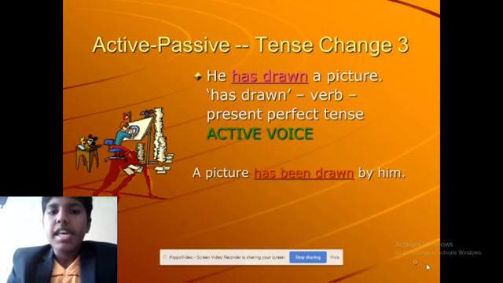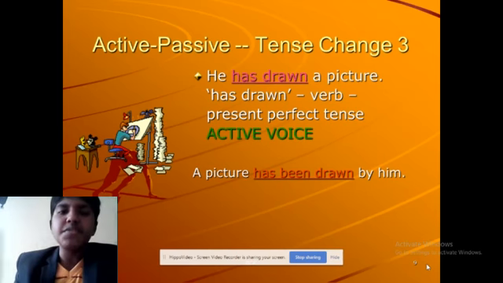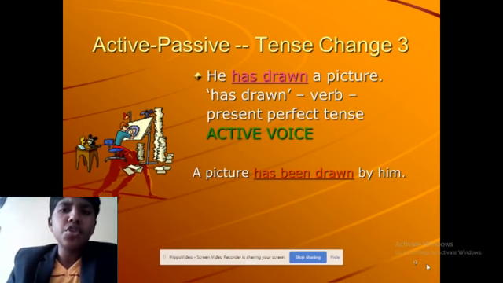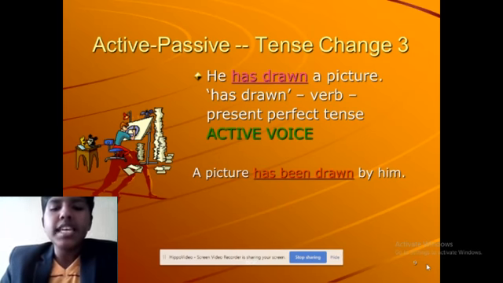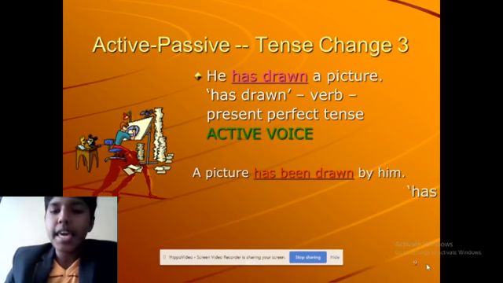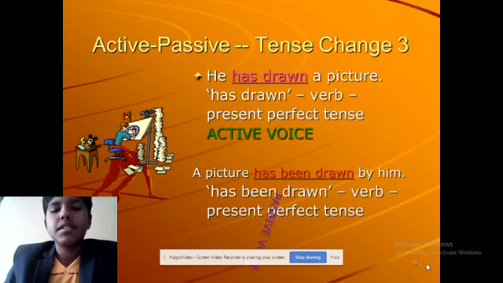A picture has, for has been. For every perfect tense, perfect means we should use the verb form been. For continuous, we should use being. For perfect, we should use been. So in this case, it is in the present perfect tense, so we use the verb been, and has stays has. There is no change in has. And draw, drew, drawn. So it is the third form of the verb, drawn. So a picture has been drawn by him. So this is in the passive voice and in the present perfect tense.